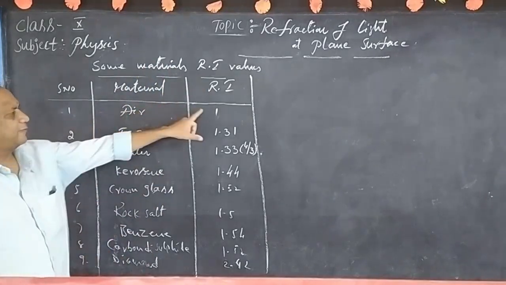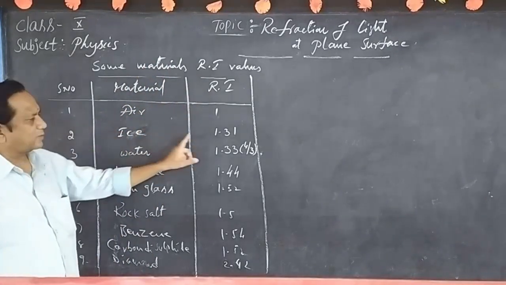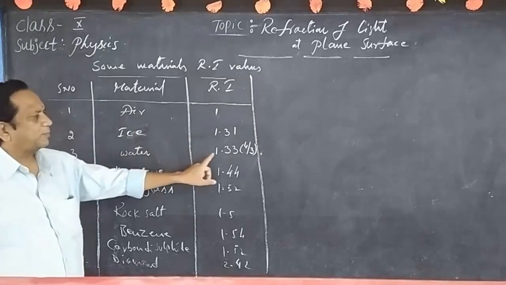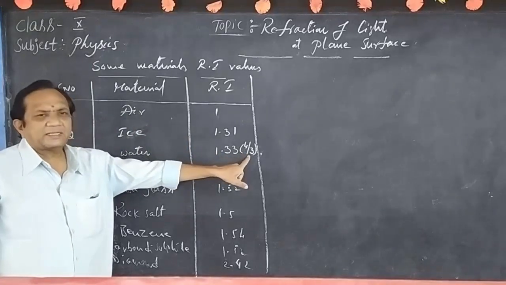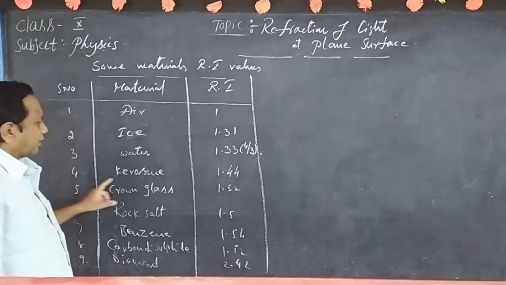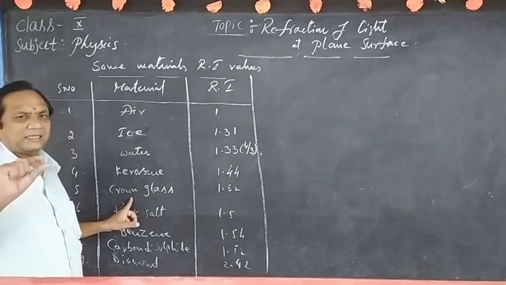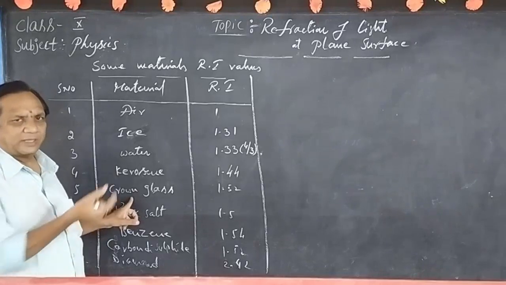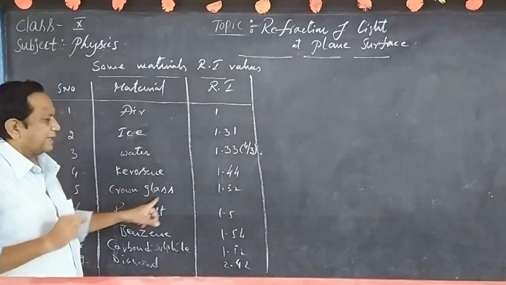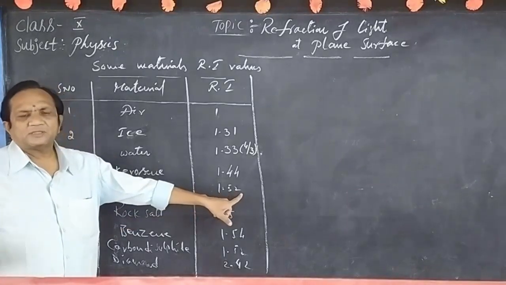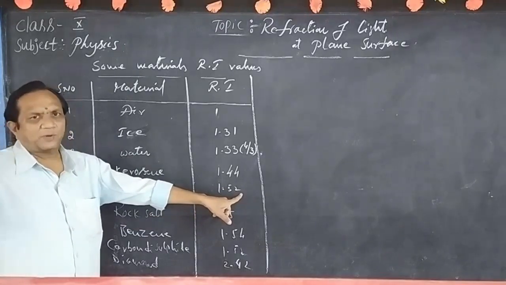See, for air, refractive index is 1. For ice, 1.3. Water, 1.33, or otherwise to write as a fraction, 4/3. Kerosene, 1.44. And glass or crown glass. In glasses, different types will be there. Here I have taken crown glass, it will be 1.52. So actually for glass I had considered 1.5.